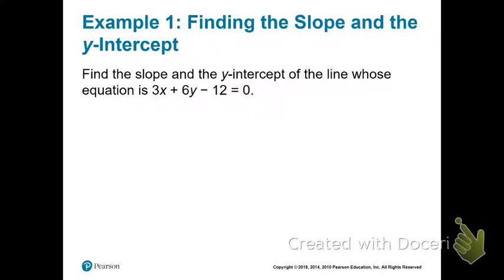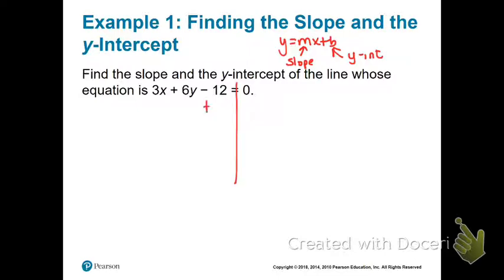All right, so in example 1, it wants us to find the slope and the y-intercept of the line whose equation is this. Well, remember, we talked about in day 1 that if we can get the equation to y equals mx plus b, that m is our slope and b is our y-intercept. So if I can solve this for y, then I can identify my slope and my y-intercept.